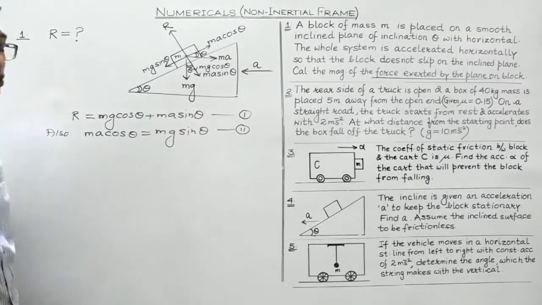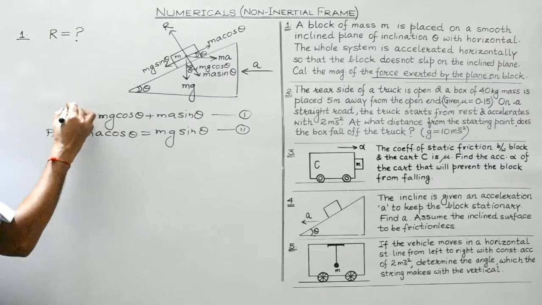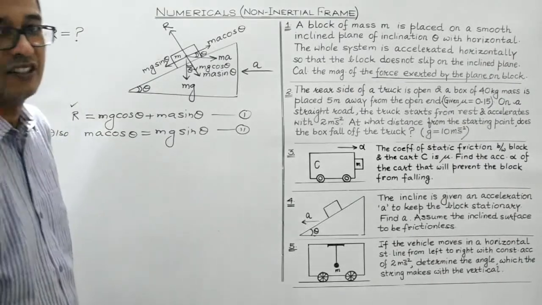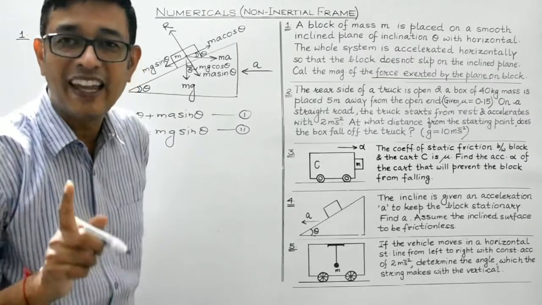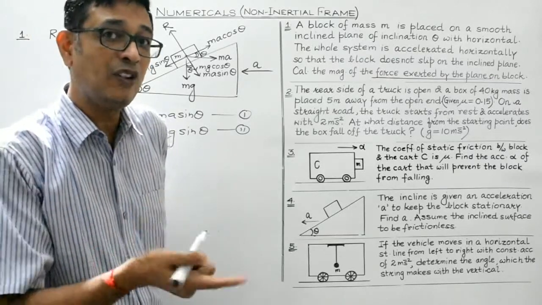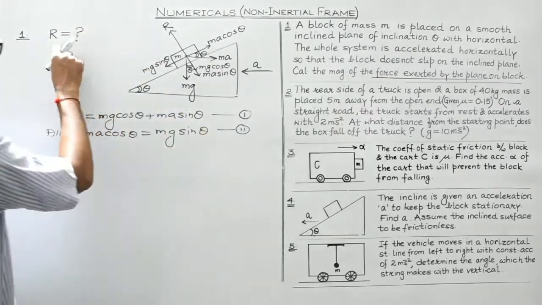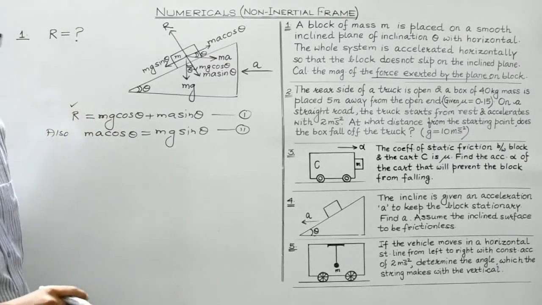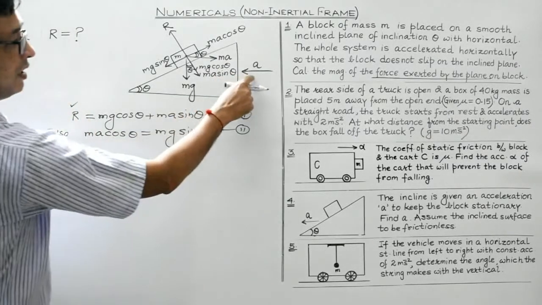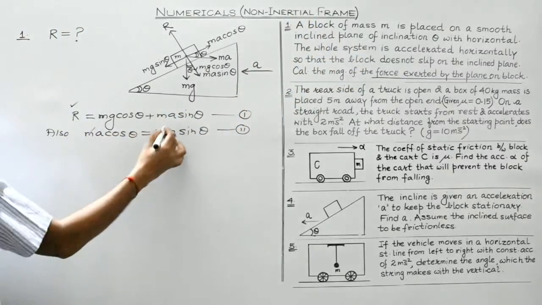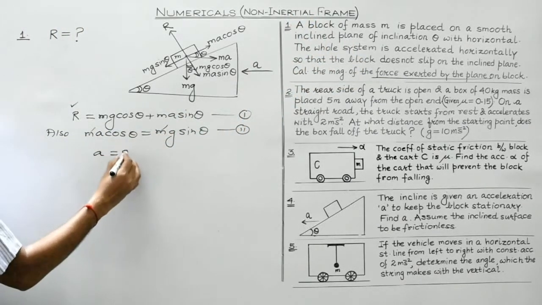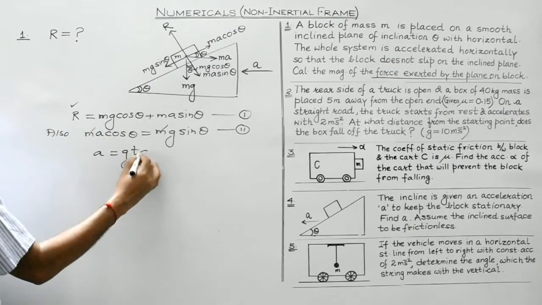Now, using these two equations, we are supposed to get the expression for the normal reaction. Look, friends, we are supposed to find out the force exerted by the inclined plane on the block. So, we are supposed to find out the normal reaction, right? So, A is not given in the question, so A needs to be eliminated. So, what we'll do is m gets cancelled. So, A would be equal to g sin theta by cos theta, that is g tan theta.